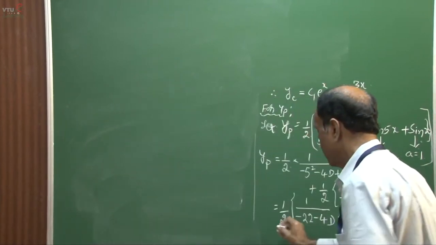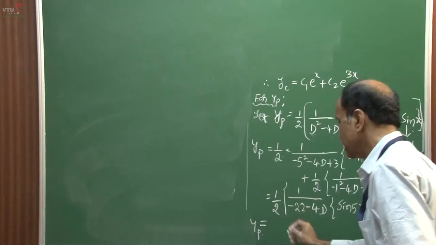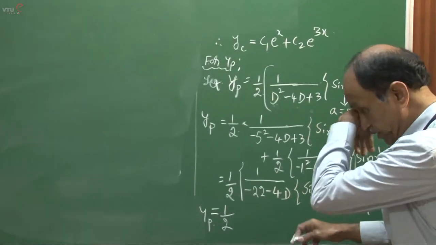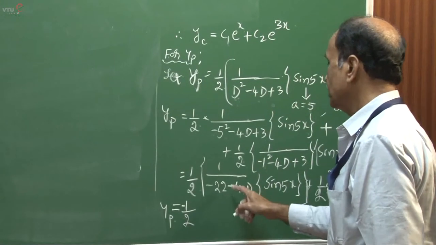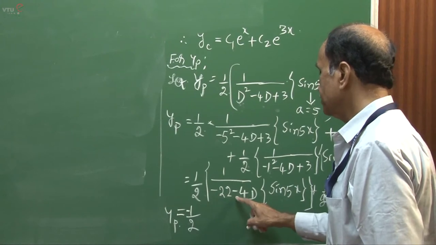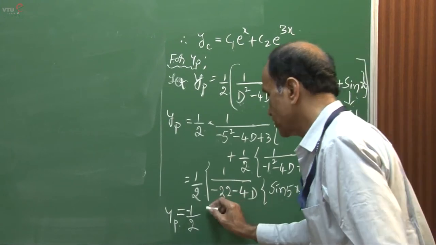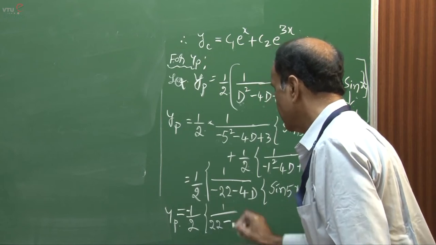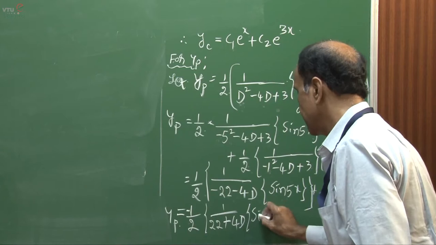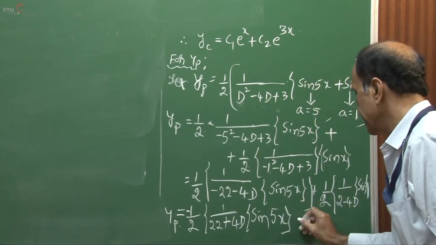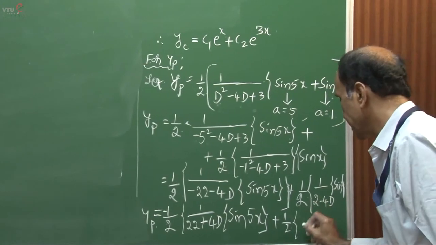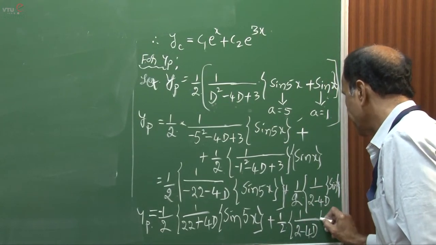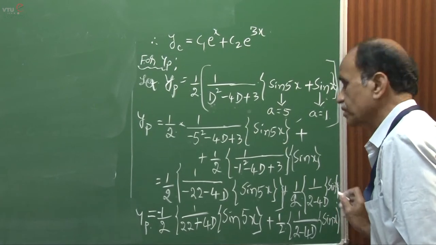You can take this value to be operated here itself. I will write 1 by 2, this is minus 22, you can take the minus sign outside, and then this is to be operated: minus 22 minus 4d becomes, with the minus outside, 1 divided by 22 plus 4d, operating on sine 5x, plus 1 by 2 multiplied by 1 divided by 2 minus 4d, operating on sine x.